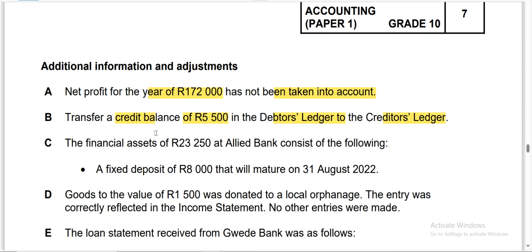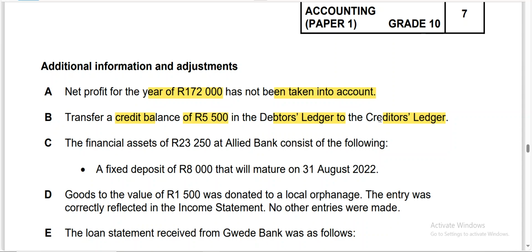So remember, they said we have a credit balance that is in the debtors ledger that we must take out and put in the creditors ledger. This is because it will mean that we are owing that particular debtor, so hence we are moving him or her out of the debtors ledger to the creditors ledger. So when we take him to the creditors ledger, remember at the moment the debtors ledger has a credit balance of 5.5, so it means we debited debtors control.